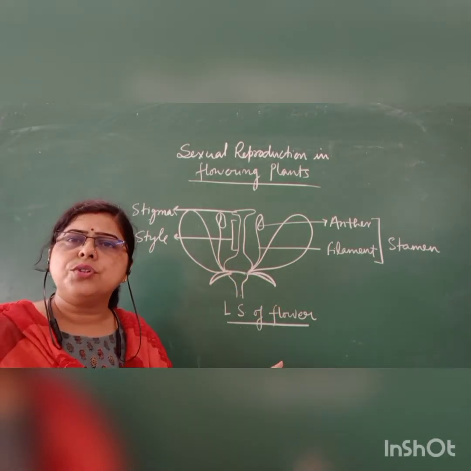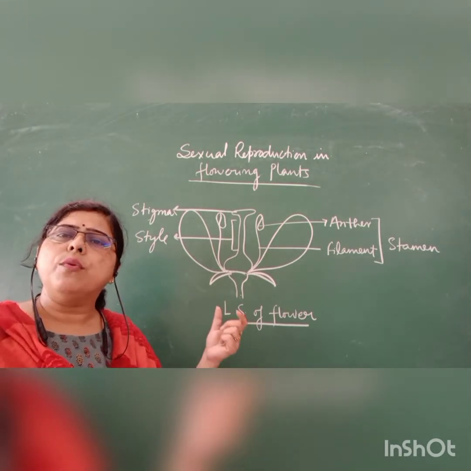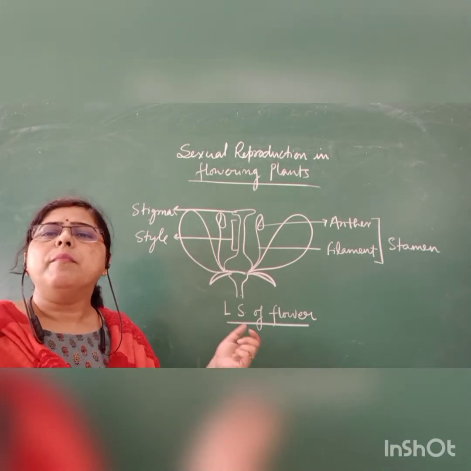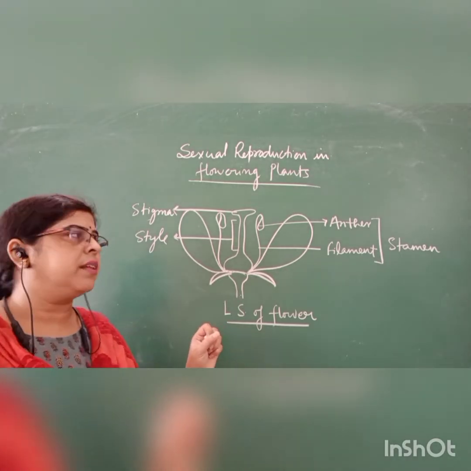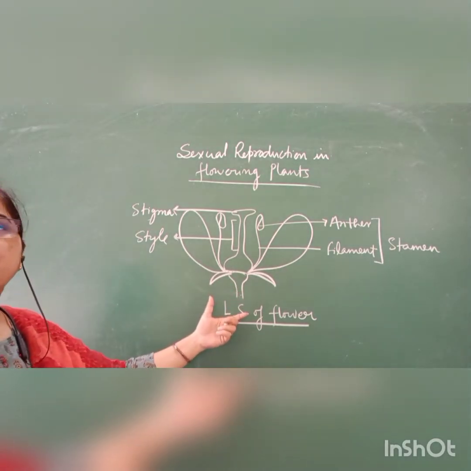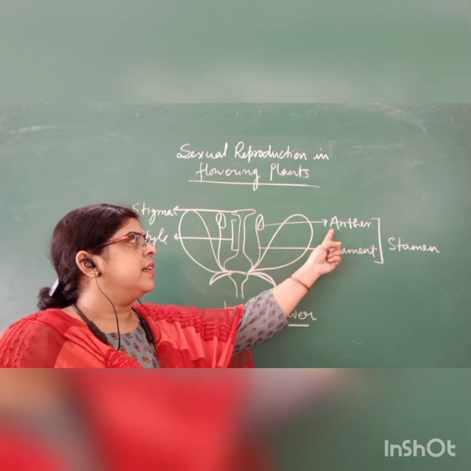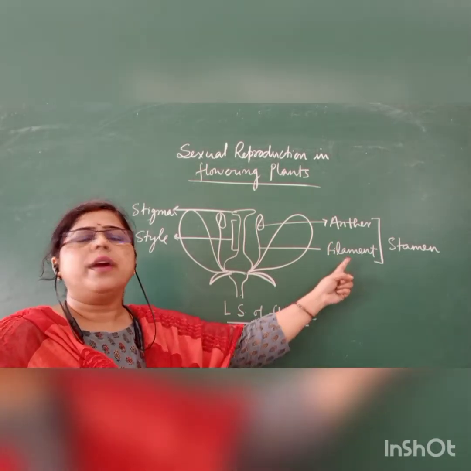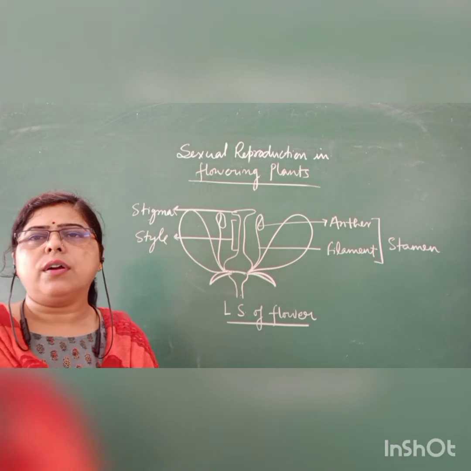Flowers may be unisexual, may be bisexual. Unisexual flowers have only a single sex in the flower, whether male or female. A bisexual flower comprises both the reproductive organs together. So this is the LS of the bisexual flower. You can see this portion is called the anther. This is the filament. Both parts together are called the stamen. Stamen is the male reproductive organ.